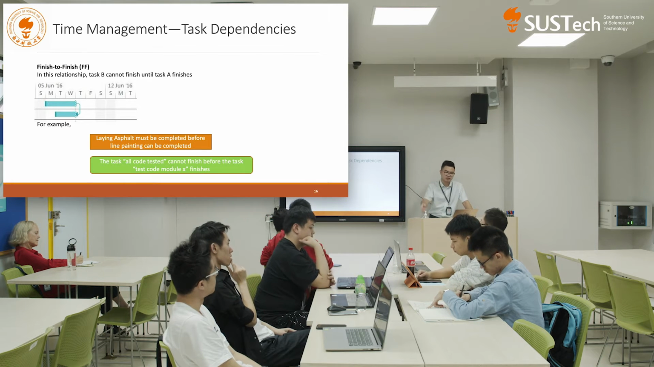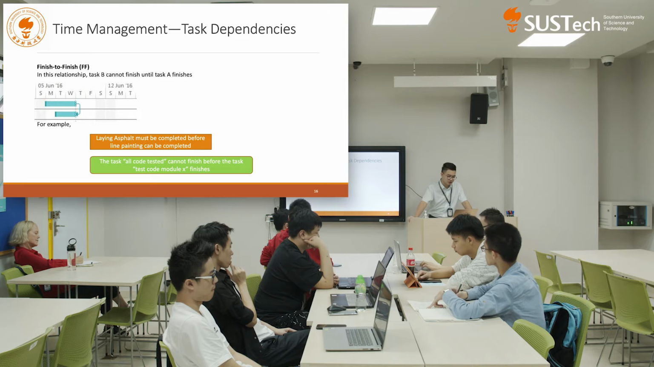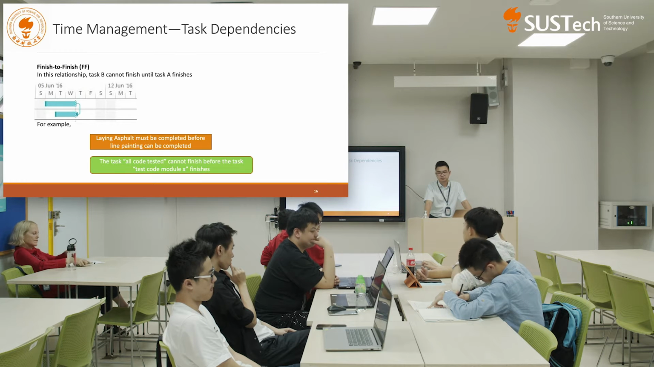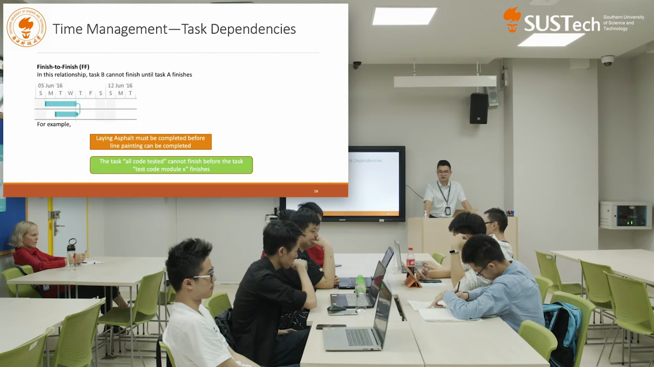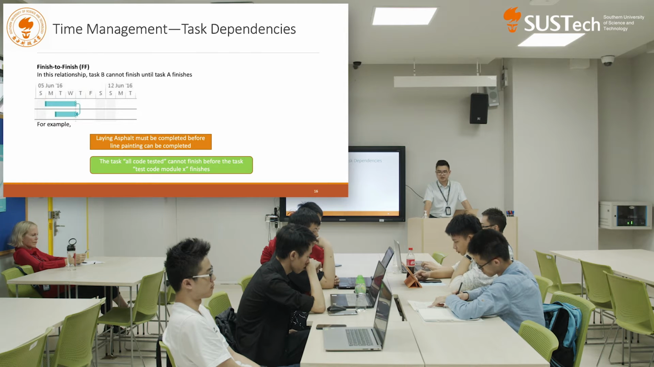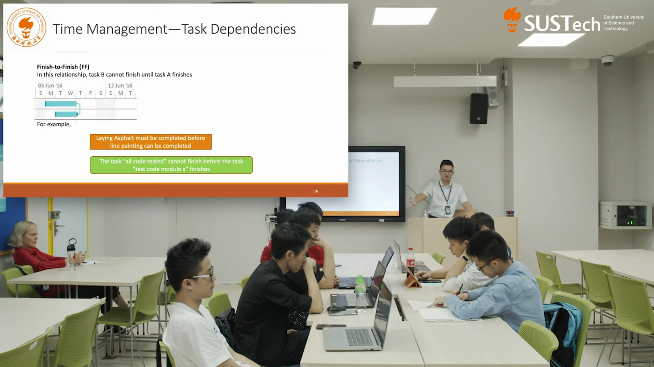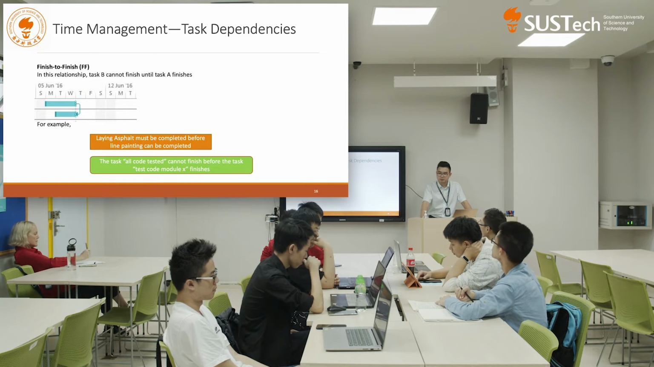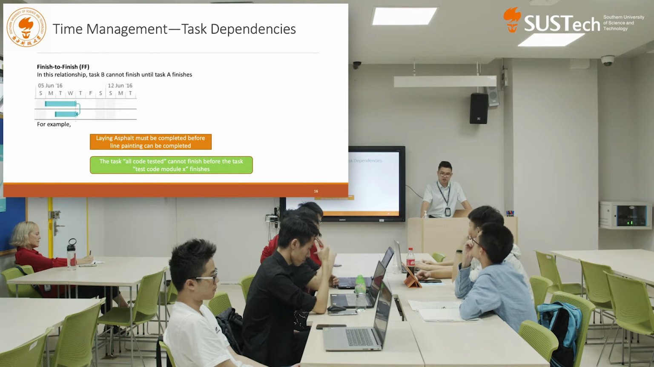So think about your project, the project that you are working on. What would be the finish to finish relationship? Task B cannot finish until task A finishes. Can you give me some examples? Think hard. Because you are on your design project, I'm sure there are multiple tasks you're trying to manage, and how to manage them in order, and how to document them in your investment proposal, right? There will be times when it's hard to say.